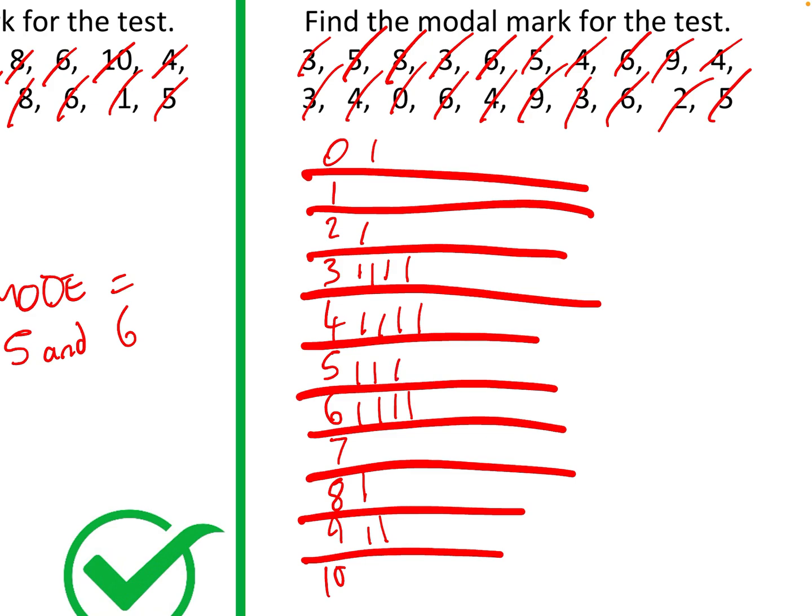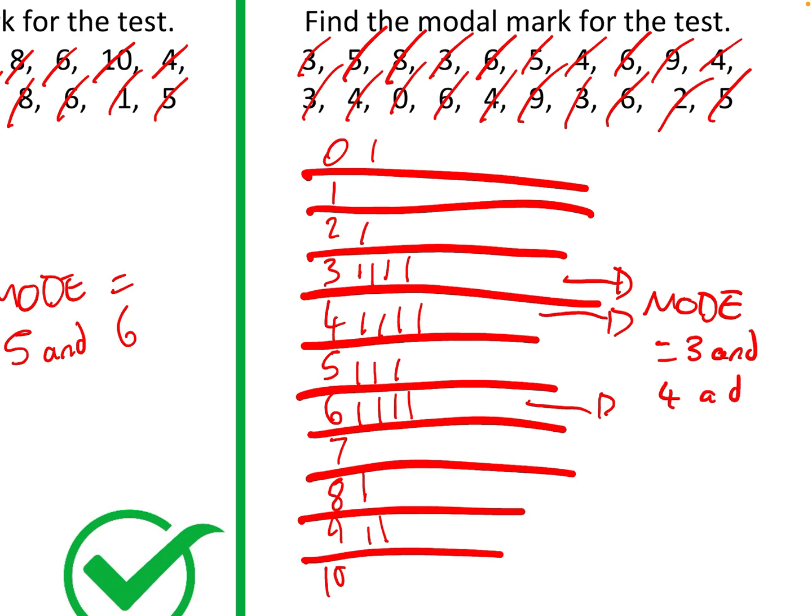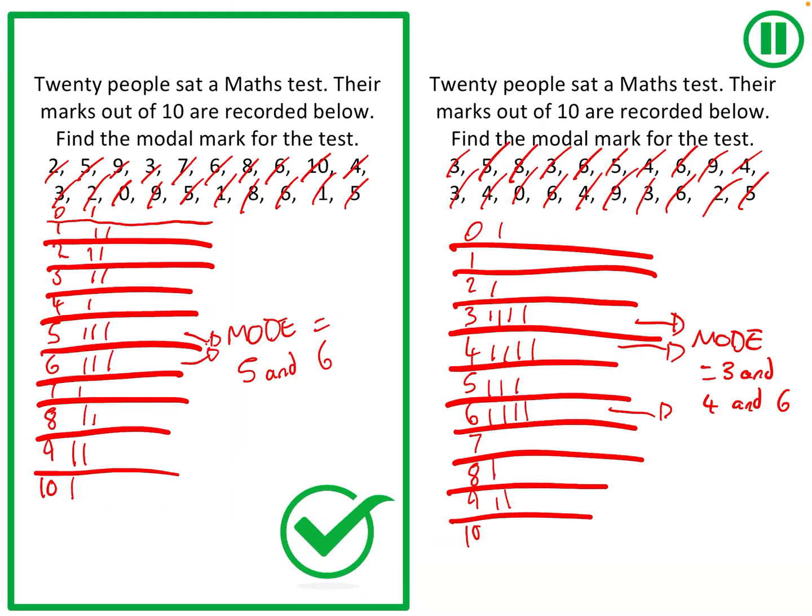So let's have a look at my data. Well, this time I've actually got 3 sets here. I've got number 3, number 4, and number 6 have all come up as the most common. So we've got 3, we've got 4, we've got 6. They're the most frequent to occur. So the mode is equal to 3 and 4 and 6. Okay, so I'm just listing the ones that are the most frequent, that have come up the most often.